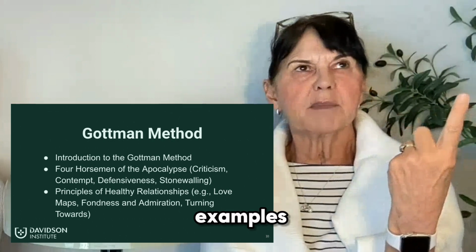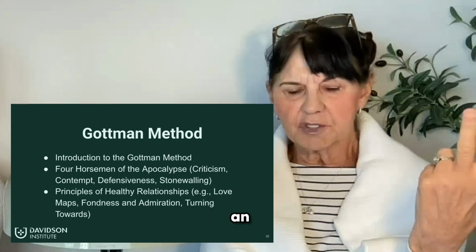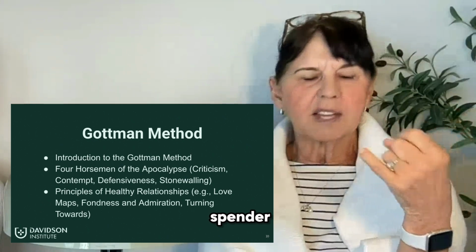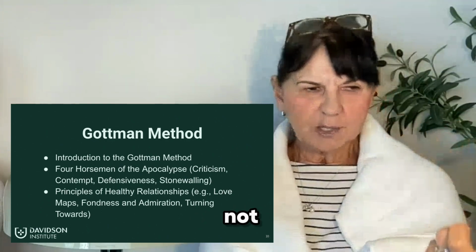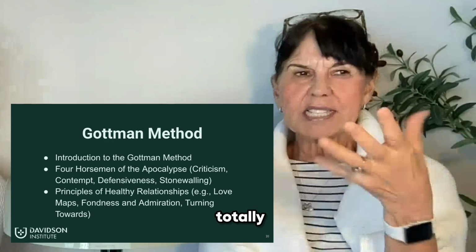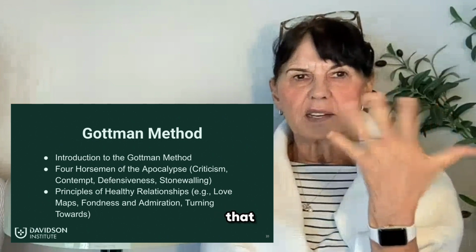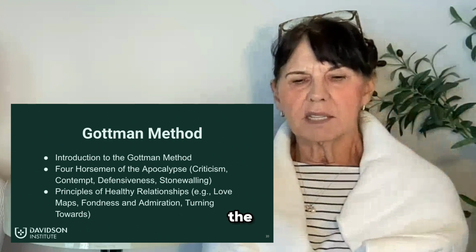So some examples of perpetual issues might be maybe one person's an introvert, the other's an extrovert. Maybe one is a spender, the other's a saver. Maybe one is incredibly tidy, the other one not so much. So are these ever going to go away? Probably not totally. It's how people deal with them when they come up that is the key. So that was pretty interesting. That was a key piece that the Gottmans found.